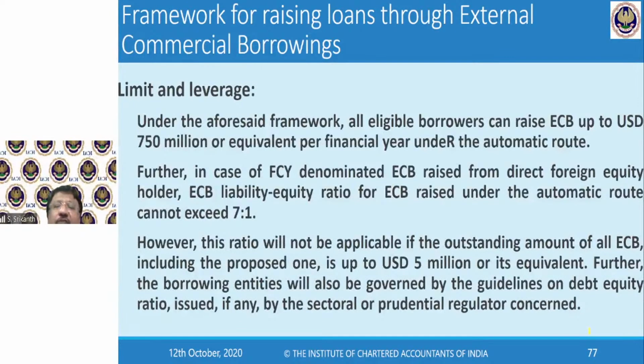So under the aforesaid framework, all eligible borrowers can raise ECB up to $750 million or equivalent per financial year under the automatic route. Further, in case of foreign currency denominated ECB raised from a direct foreign equity holder, the ECB liability to equity ratio cannot exceed 7:1. However, this ratio will not be applicable if the outstanding amount of all ECB, including the proposed one, is up to $5 million.